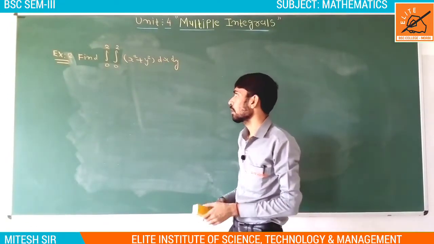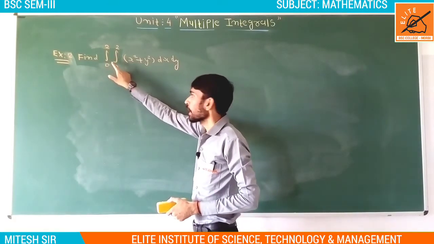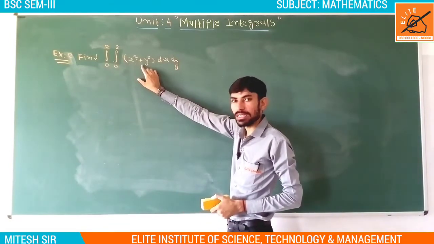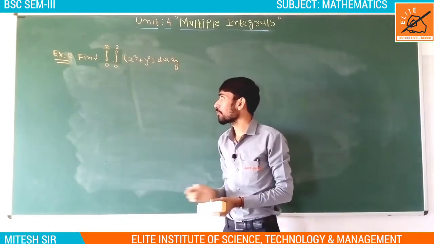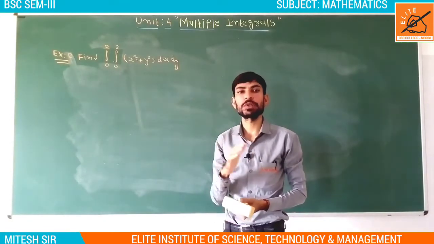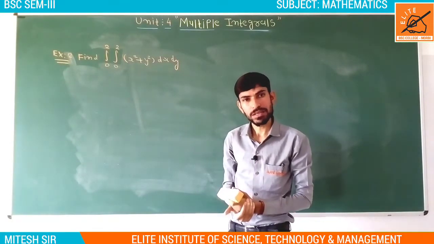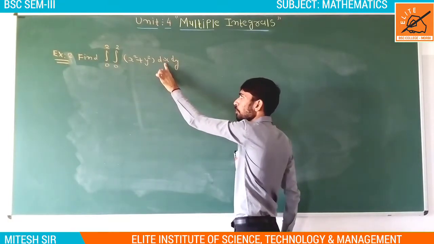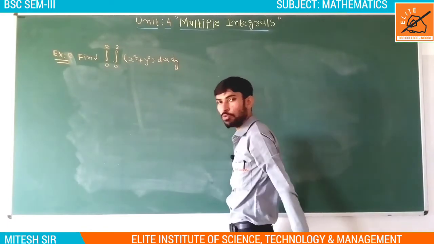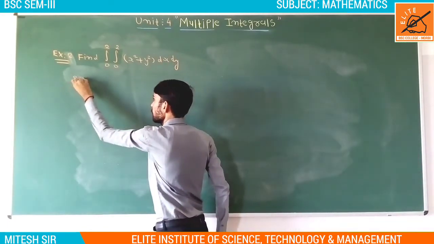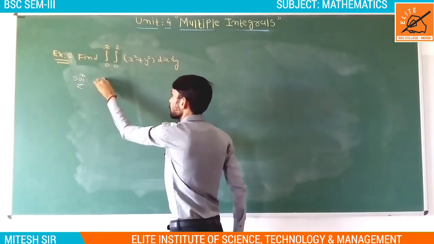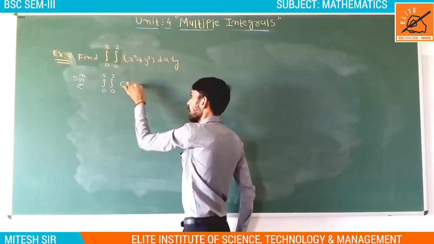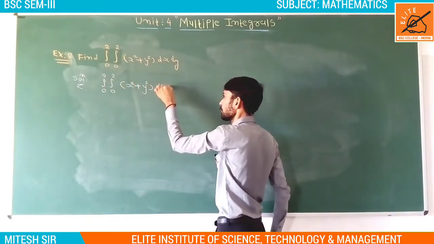In the second example, you are given integration 0 to 2, integration 0 to 2, which means both limits are the same. The function is x square plus y square dx dy. Friends, you can do first of all with respect to x, and you can also do first of all with respect to y. The answer will be the same in both. So here we calculate this integration as it is, meaning first of all with respect to x and after that with respect to y. So let's see the solution. Integration 0 to 2, integration 0 to 2, x square plus y square dx dy.